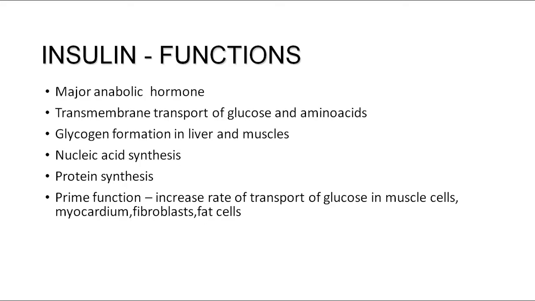So the function of insulin, as we previously said, is that it is a major anabolic hormone. It helps in transmembrane transport of glucose and amino acids, glycogen formation in liver and muscle, nucleic acid synthesis, and protein synthesis. The main function is the increased rate of transport of glucose into the muscle cells, heart cells, myocardial cells, fibroblasts and fat cells. Remember, insulin is not required for the entry of glucose into the CNS, the neural cells. So entry of glucose into the neuron is independent of insulin.